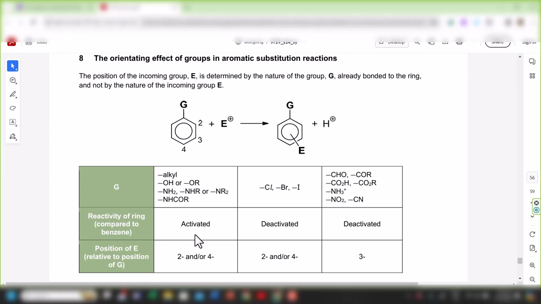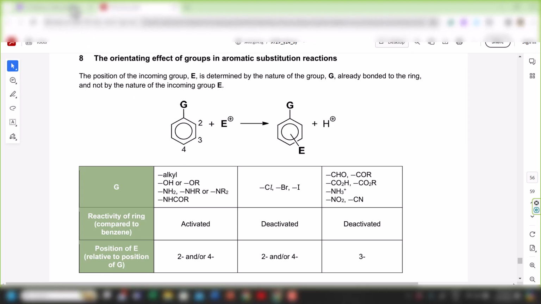Of course, it's not written in the data booklet as strongly activating, but based on what we learned from the lecture notes, we know that because of the lone pairs of electrons on O that partially overlap with the pi electron cloud in the phenol ring, that will help to greatly increase the electron density, making the phenol ring more susceptible to electrophilic attack. Okay, so OH and OR are strongly activating group as compared to alkyl.